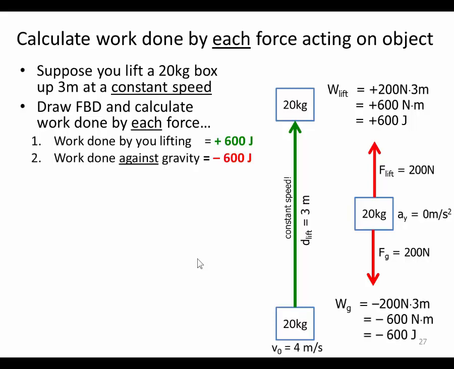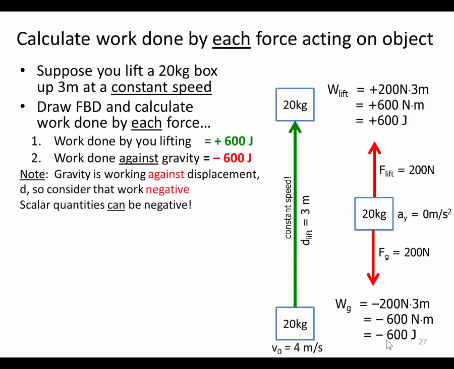Gravity, on the other hand, is a similar calculation, but because gravity is acting downward and our displacement is upward, those are a 180 degree angle from each other, and so gravity is actually working against your lifting, and so that must be a negative quantity. And you can see in our formula, if we just use a negative 200 showing the direction of the force relative to our positive 3 meter displacement, we'll get a negative quantity here as we'd expect.